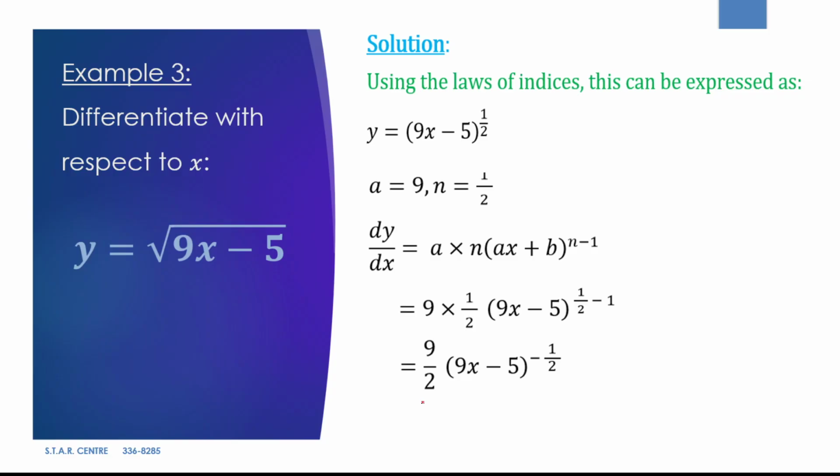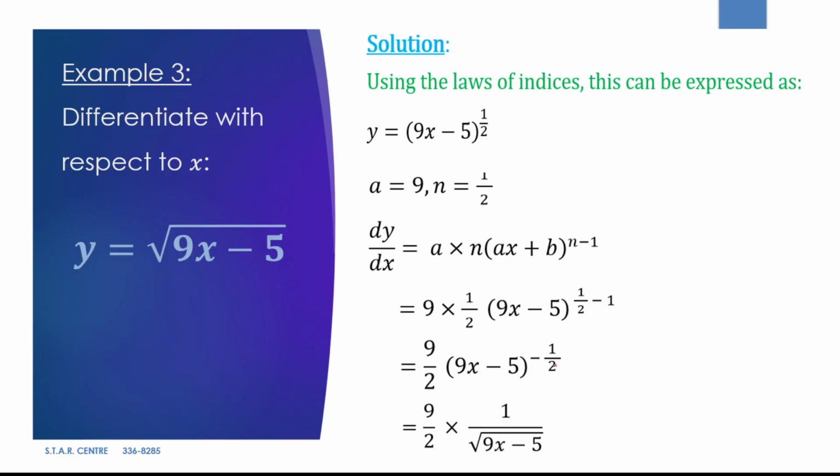I'm just leaving it in terms of an improper fraction. Please refrain from using decimals. In brackets would be the same, and in our powers, a half minus 1 gives negative a half. And this answer, the minus a half, can be simplified using the laws of indices to give us 1 over the square root of 9x minus 5.